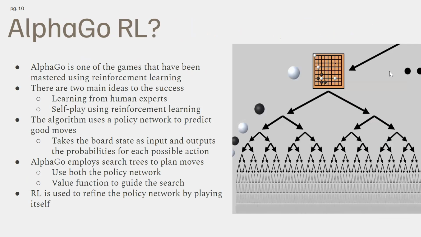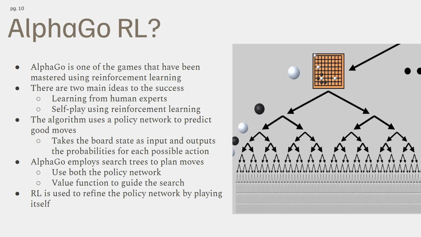And another game it was used for was AlphaGo. That reinforced learning actually helped make better. So AlphaGo is pretty much just one of the games that has been mastered using reinforced learning, and there are actually two main ideas to the success of it, which is learning from human experts and self play using reinforced learning. What I mean by this is that the AI agent would actually play itself thousands, millions of times, and just keep improving on the way it loses, the way it wins, and just slowly learn the rules and improve over time.